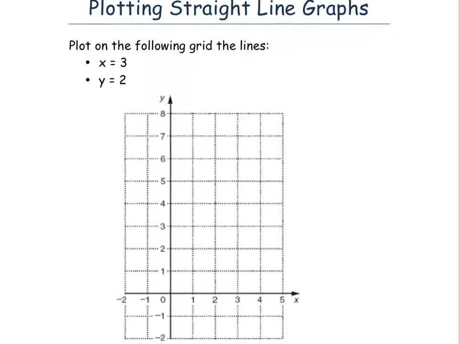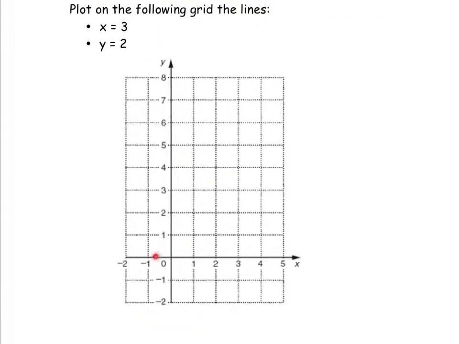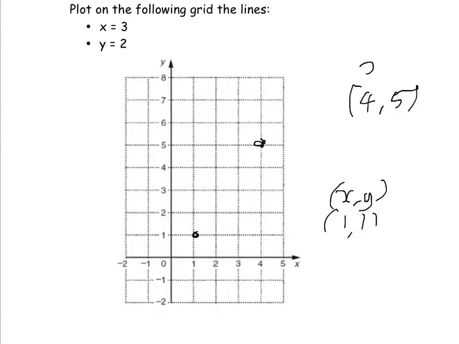Well, remember, on a coordinate grid you have the x-axis and the y-axis, and if we were to look at this point here, that's the coordinate 1, 1. But what does the coordinate 1, 1 mean? Well, it means the x part is 1, and the y part of the coordinate is also 1. So if we were to look at this point here, that means 4, 5. So the x part is 4 and the y component is 5. But what we're asked is where is the x equal to 3?